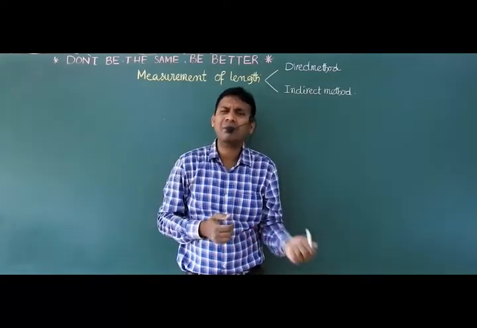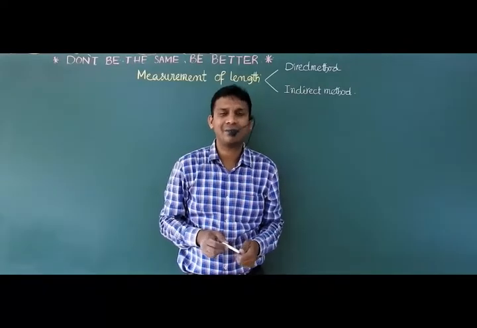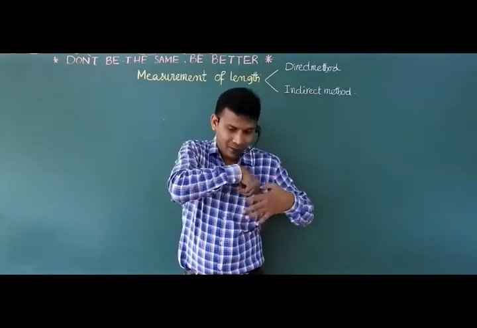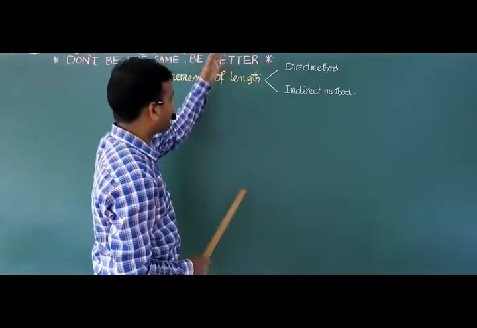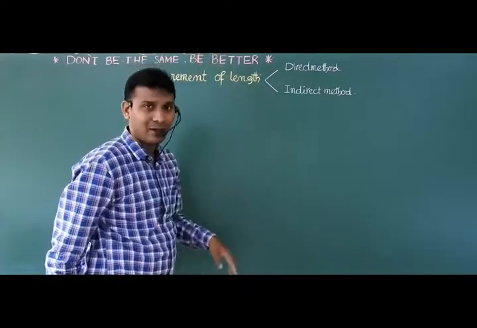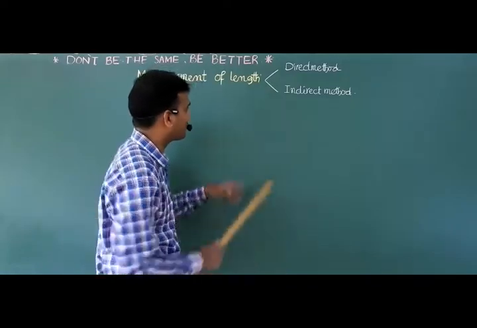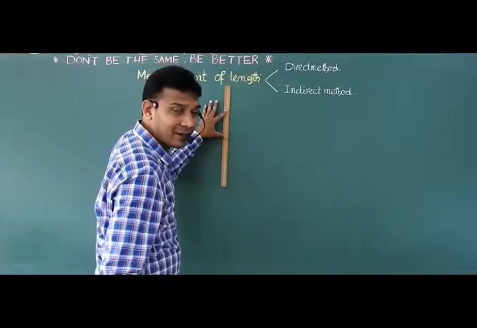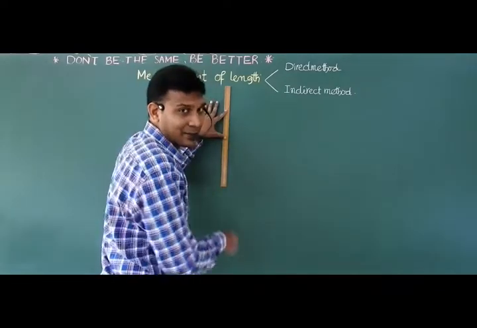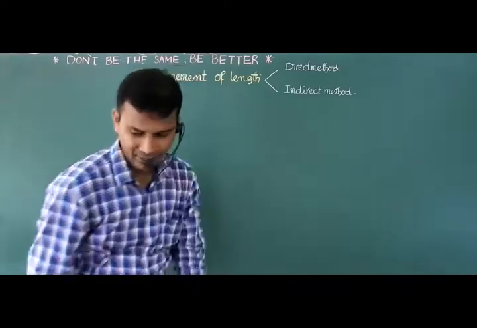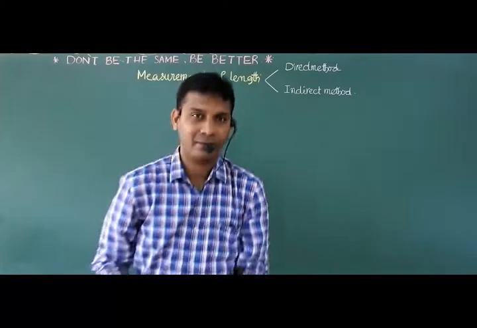Yes, length is a physical quantity which can be measured directly or indirectly. So I will give some examples, right? For example, if you want to measure the length of this wall, how do you measure it? By using a meter scale. It is the direct method. Okay? Right. Next. Listen carefully.